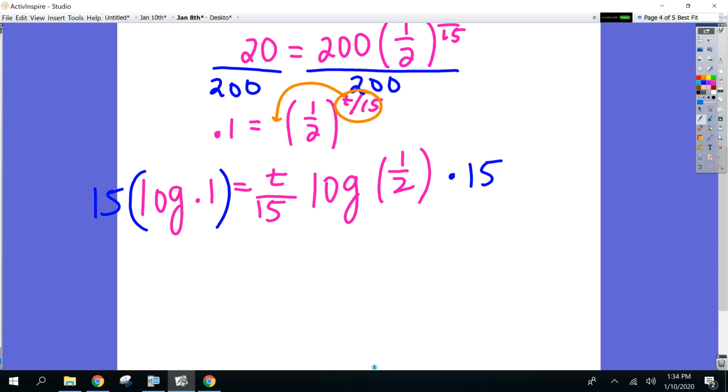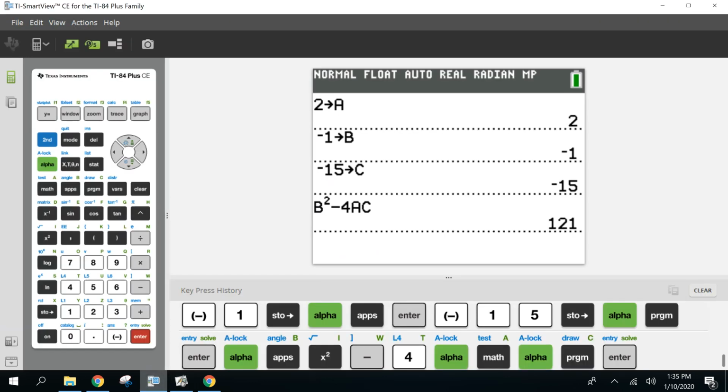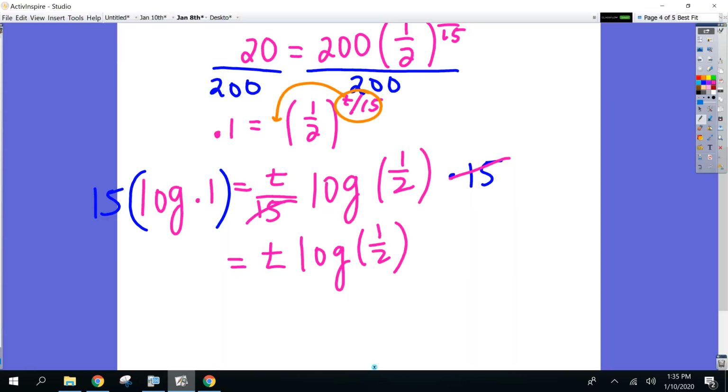What's going to be left on the right side here? T and the log of 1/2. We good? Well, the 15s cancel. That's why we did it, right? On the other side, everyone's log button, right to the left of the 7. Right to the left of the 7. So 15 times log of 0.1.